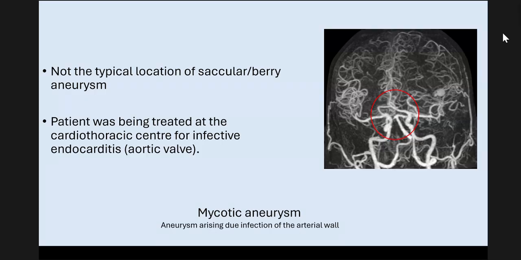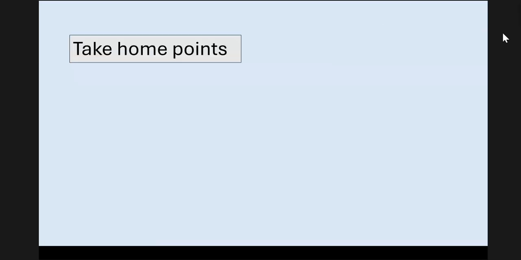So this is a mycotic aneurysm. And as you know, a mycotic aneurysm is an aneurysm arising due to infection affecting the arterial wall, weakening the arterial wall, forming an aneurysm, and they can bleed quite easily. This is what had happened with this patient.